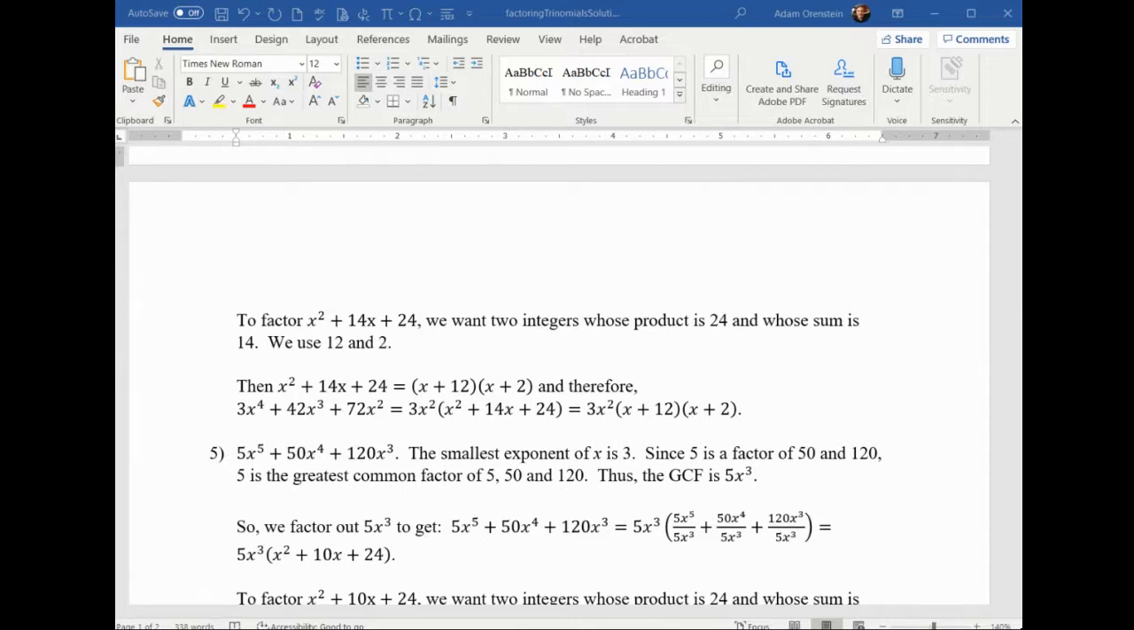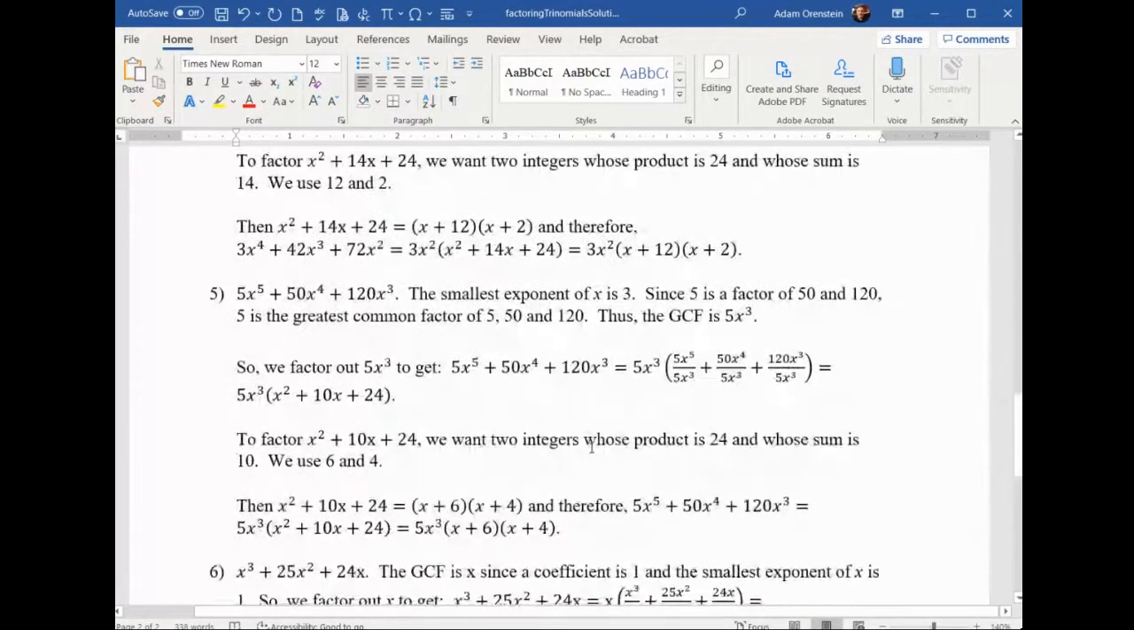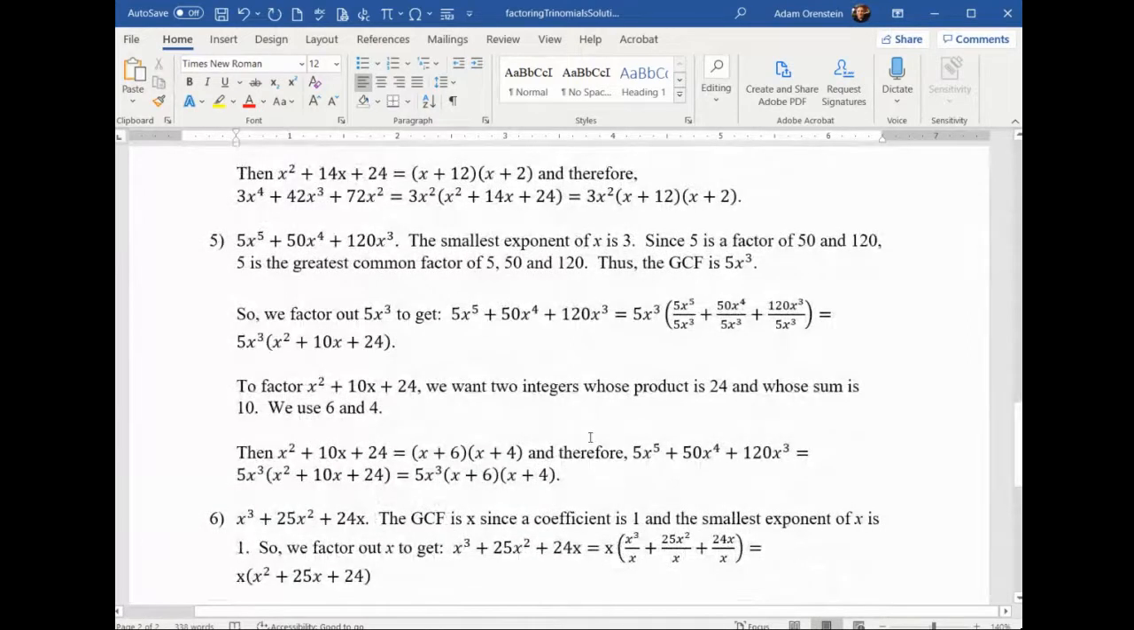To do that, we need two numbers whose product is 24 and the sum is 10. And what numbers do that? Well, 6 and 4. The product of 6 and 4 is 24. The sum is 10. So because of that, we use 6 and 4, so x squared plus 10x plus 24 is x plus 6 times x plus 4.